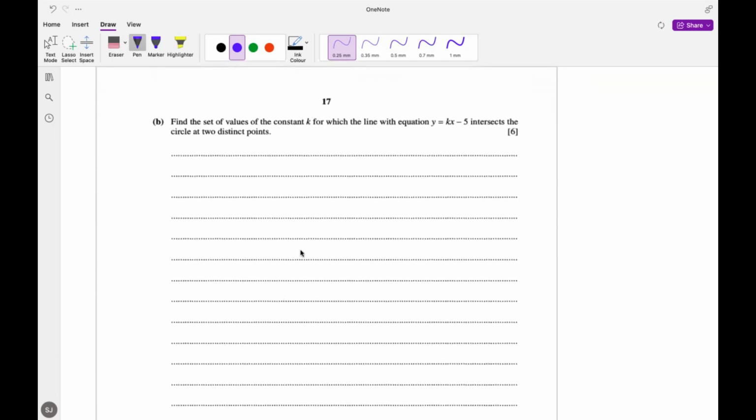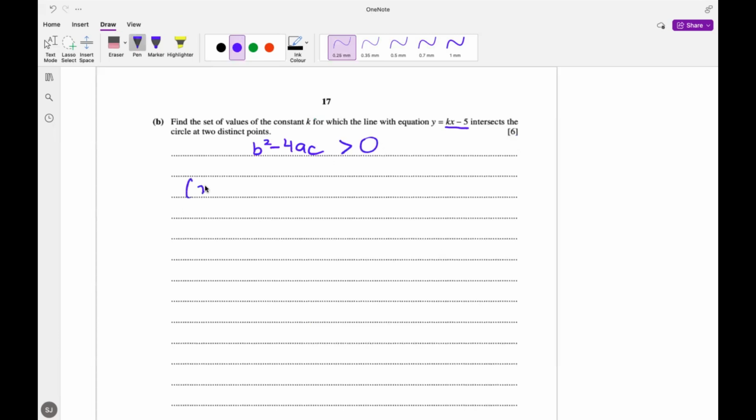In part B, we have to find the set of values of the constant k for which the line with the equation y equals kx minus 5 intersects the circle at two distinct points. So we'll be solving the equation of the circle and the equation of this line simultaneously. And as we have an unknown constant, we will apply the discriminant b squared minus 4ac. And as the intersection is at two distinct points, we'll put it greater than 0.